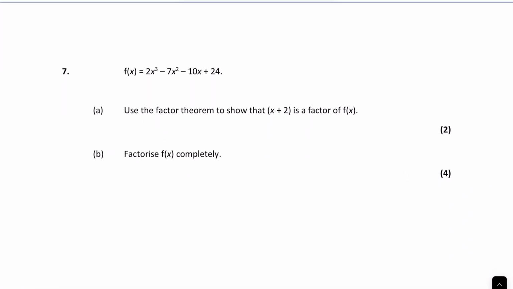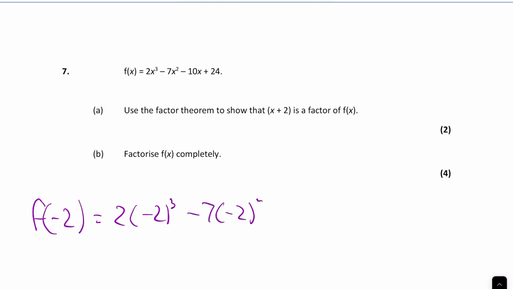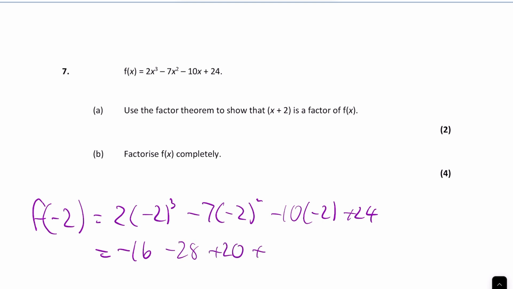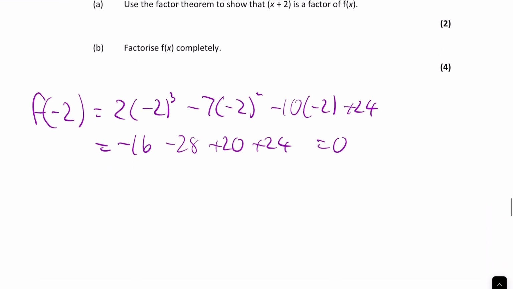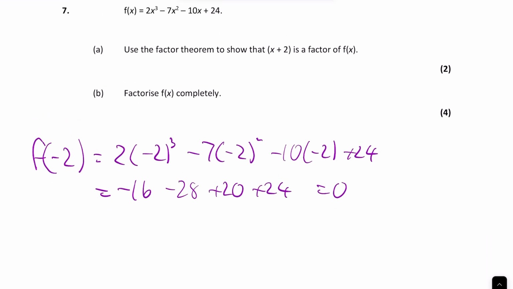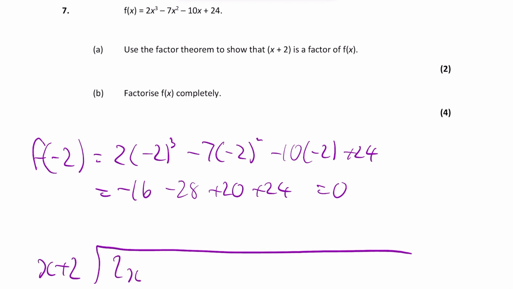Right, use the factor theorem to show that x plus 2 is a factor of f of x. Again, put in minus 2. And we will get 0 because that is minus 16, minus 28, add 20, add 24, which turns out to be 0. Factorise it completely. Let's do another division. So that must mean that we can divide by x plus 2.